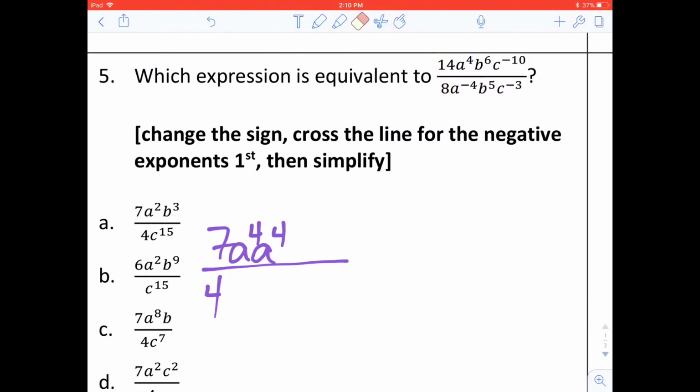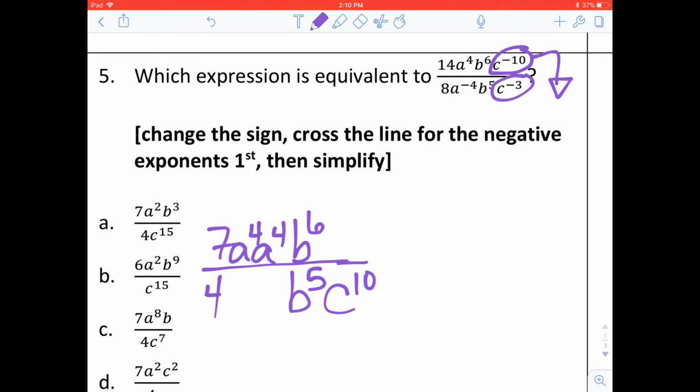Whenever you get down to positive exponents, they just stay. B to the 6th stays, B to the 5th stays. I like to write those above each other and below each other, just kind of keep everything lined up. And then our last set of exponents, C to the negative 10, we need to move it to the other side, and it'll be positive on bottom. C to the negative 3, we need to move that to the other side. That'll be positive up top.